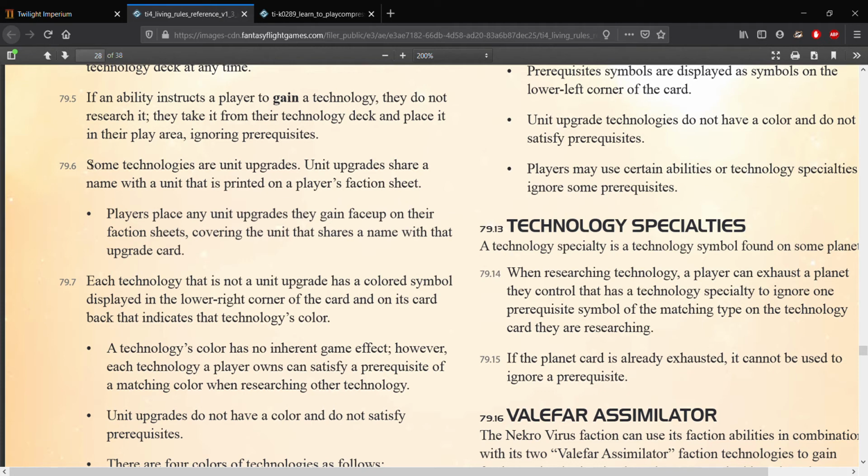So why is this important? Well, previously we had unit technologies that could have been researched through either the vanilla unit technology upgrade or the faction specific unit technology upgrade. So let me show you what I mean by this.